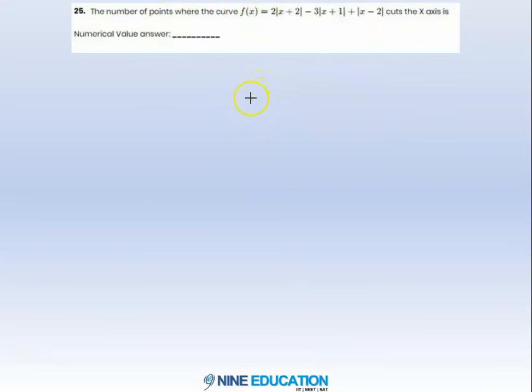Question number 25 is the number of points where the curve cuts the x-axis. So basically at x-axis y will become 0. That is what we have to figure out. So let's try. We have three different critical points. The critical points are x plus 2, if I put it equal to 0, minus 2, then x plus 1, if I put 0, minus 1, and x minus 2, if I put it equal to 0, that is 2.